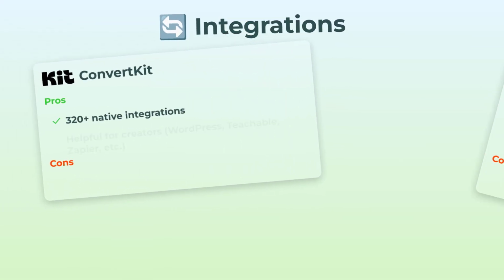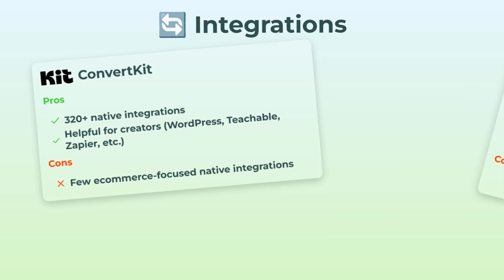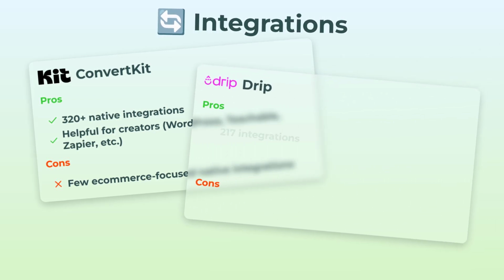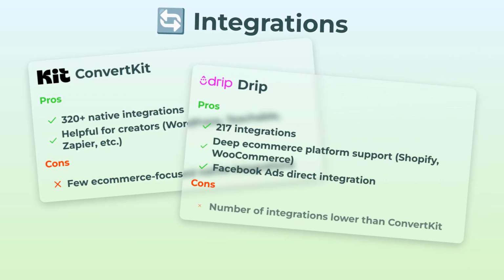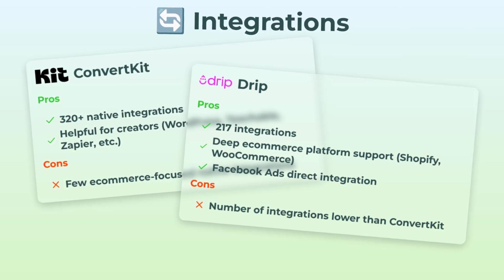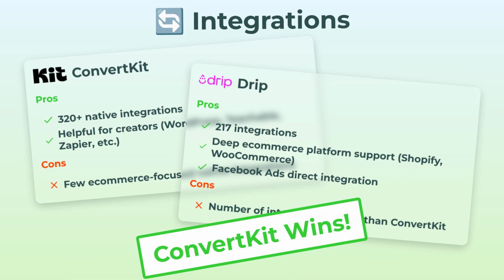Integrations. Always important, right? ConvertKit totally brings it for creators, with over 320 native integrations. Stuff like WordPress, Teachable, Zapier, the works. But if you're running an e-commerce store, you might find their selection of native e-commerce integrations a bit thin. Drip's got 217 integrations, which, okay, is less on paper, but their connections are deep. Shopify, WooCommerce, even Facebook ads, ready to roll. So if you're all about creator tools, ConvertKit lands ahead. But for dedicated e-commerce, Drip's at least super close.